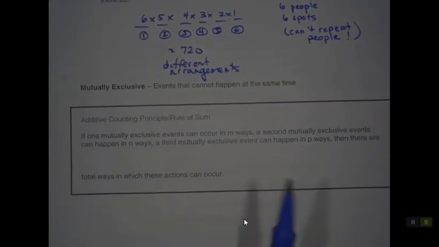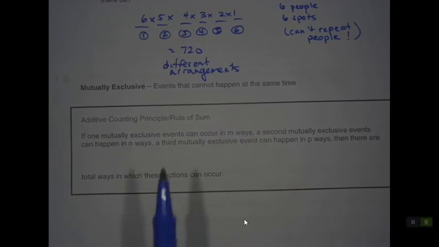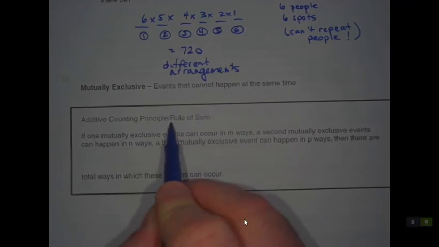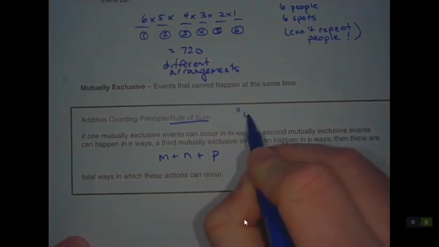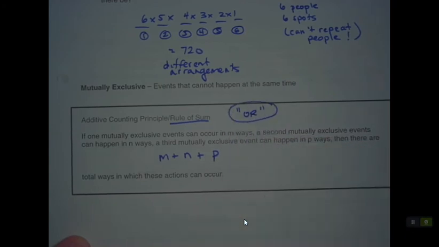Well, last idea we're going to talk about is mutually exclusive. So events that cannot happen at the same time. So the idea there is the rule of sum. All right, so if one event is mutually exclusive and occurs m ways and n ways and p ways, what we end up doing is adding those results. Now, you're going to ask yourself, well, where does this come into play? And the word or will become very important.